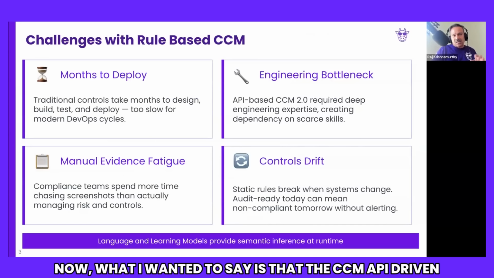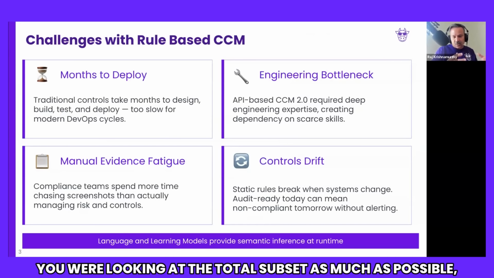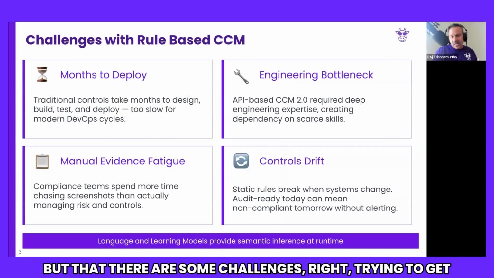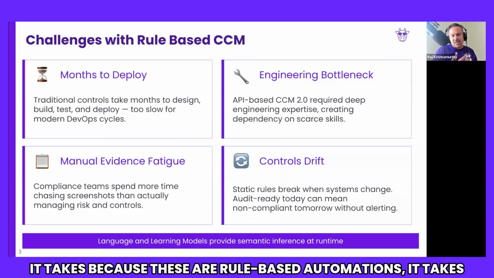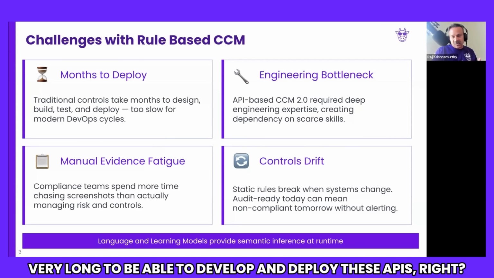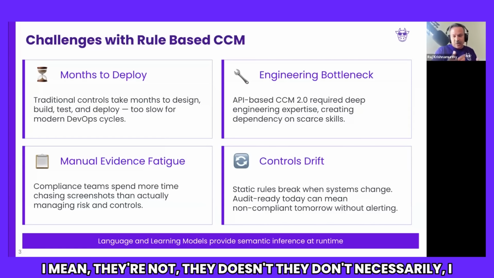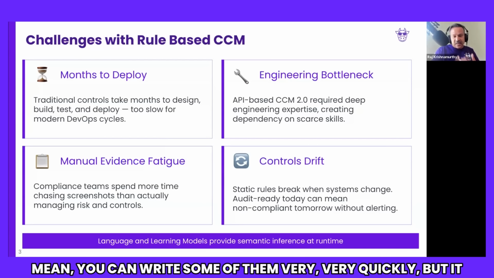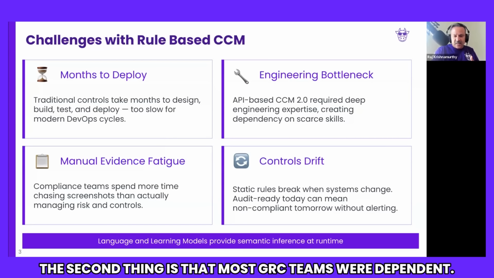Now, what I wanted to say is that the API-driven CCM applications were effective in the sense that you were no longer doing sampling. You were looking at the total population as much as possible. But there are some challenges in trying to get these APIs to work. Because these are rule-based automations, it takes very long to develop and deploy them. I should say relatively longer. You can write some of them very quickly, but on a relative basis it takes much longer. You need to develop and deploy them. The second thing is that most GRC teams were dependent on engineering teams.